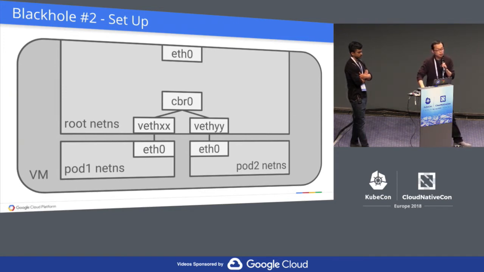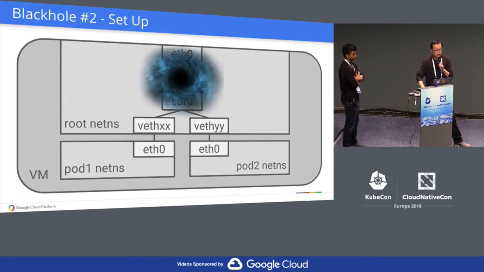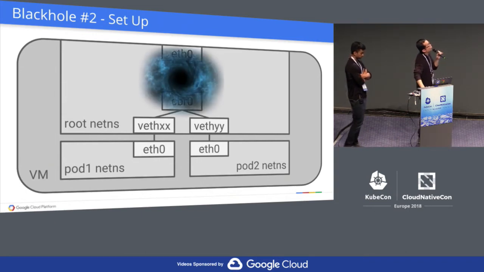And in this case, network traffic can flow between pod 1 and pod 2, and basically between the pods on the same node, but no traffic can come in or go out from the VM. Basically, nothing can reach the pods on the VM, and the pods cannot reach out. It was as if there's a black hole in between that swallows all the traffic.